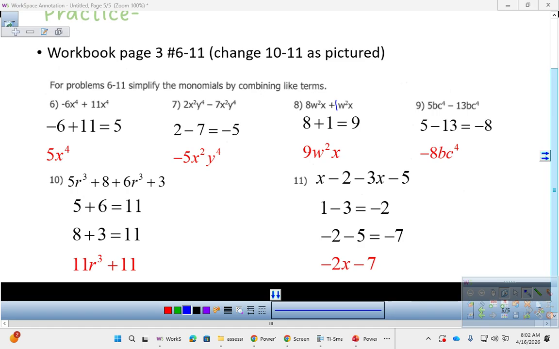For this one, I did 5 and 6 to get 11, and I kept the r to the 3rd the same. And then I did 8 and 3 for another 11, but they didn't have a variable on them, so I just kept that the same. And then this is like 1x minus 3x, so 1 minus 3, that's the negative 2, and the x stays the same. And then negative 2 and negative 5 is the negative 7. The order that you write this doesn't matter. So if you didn't write these bottom ones in this order, that's okay.